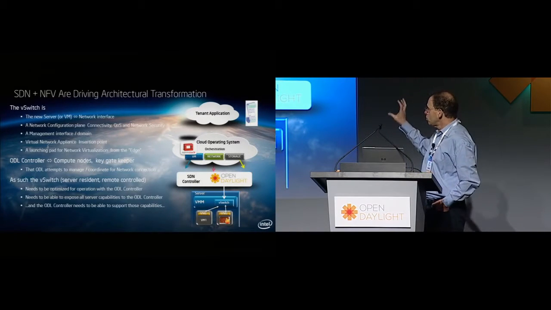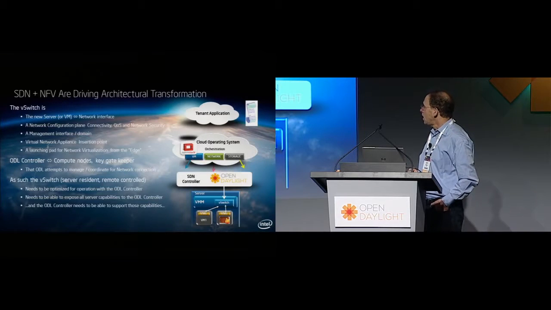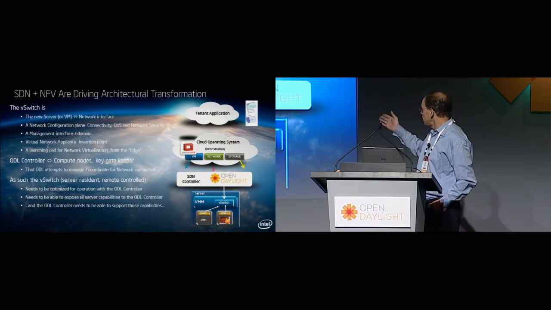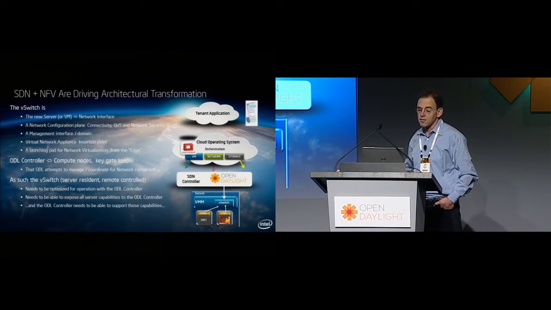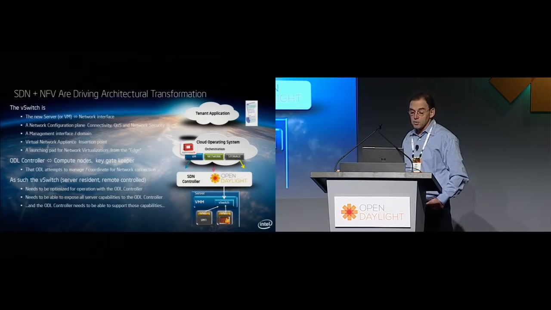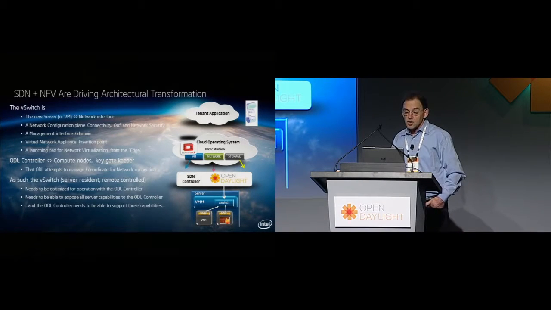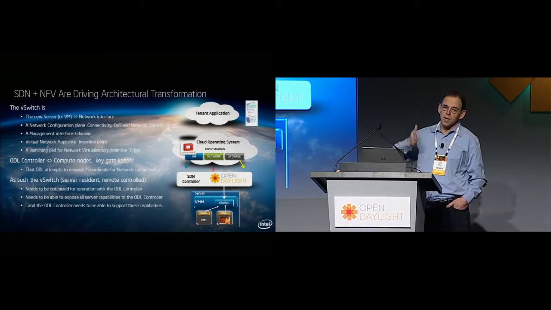So we need to be aware of those. And obviously, it is the place where the controller interacts with the compute, and we are going to dive much deeper into that. So we need to have that two-way conversation.